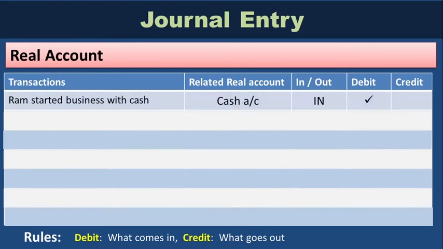Ram started business with cash. We had seen the same example in personal account also. Here, the related real account is cash. Cash is coming in the business. So in this in-out, I have mentioned here in, and the cash account is debited here. Cash account debit to capital account. Furniture purchased. In this example, the related real account is furniture account, and furniture is coming into the business. So furniture is debited here.